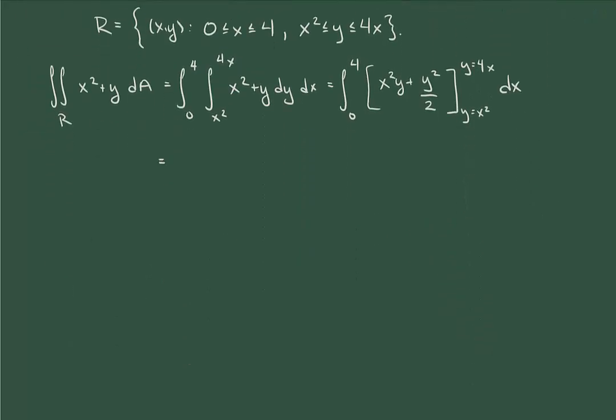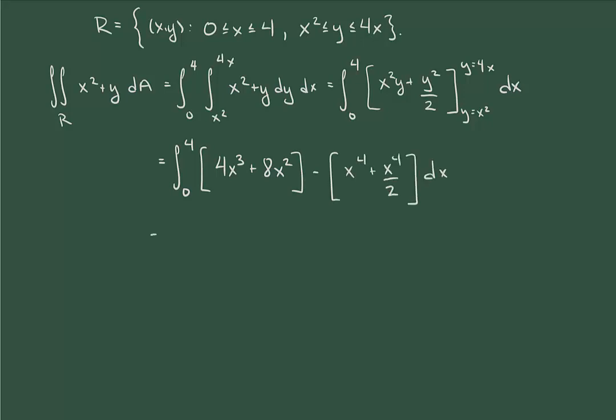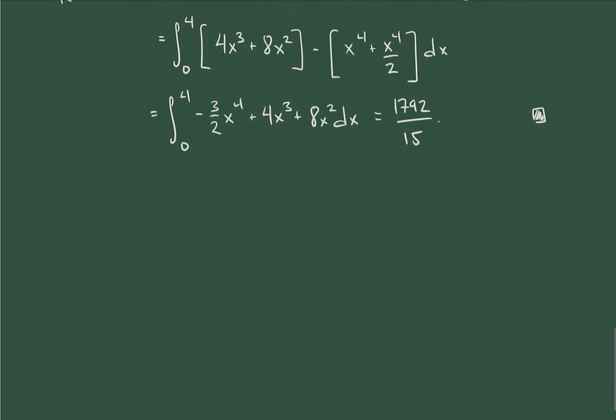And if we plug in the 4x into there, we'll pick up a 4x cubed plus 8x squared. We plug in the x squared, we'll pull out an x to the 4 plus x to the 4 over 2. There's a little bit of simplification that we can do here with that latter integrand in particular, so let's do this simplification. And you can compute this. It's this gross number, but this is just a standard integral that we were doing before. I don't want to spend too much time on it. It's not really what we're going for, but compute it yourself and check.